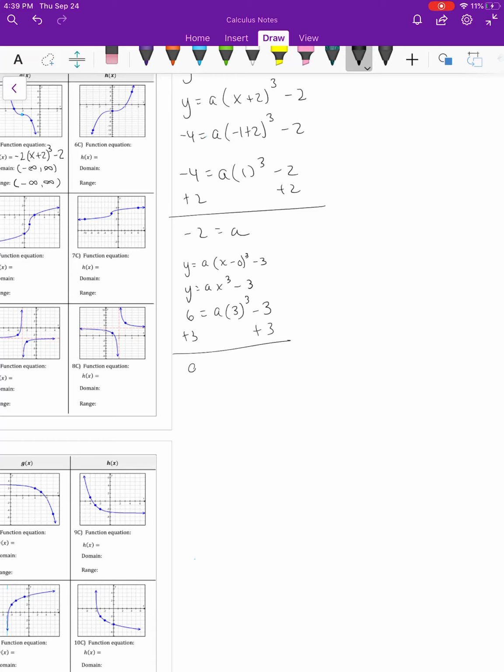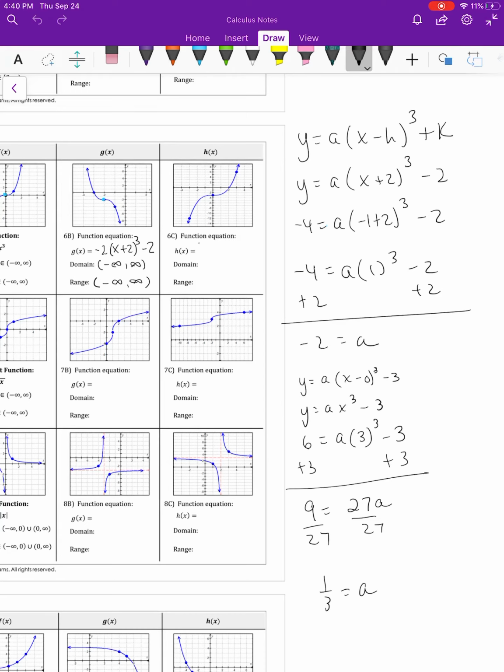I'm going to add 3 to both sides and take my 3 cubed, divide by 27, and reduce. So for this one, our a is 1/3, so that's going to give us 1/3 times x cubed minus 3, and our domain, -infinity to +infinity, our range, -infinity to +infinity.